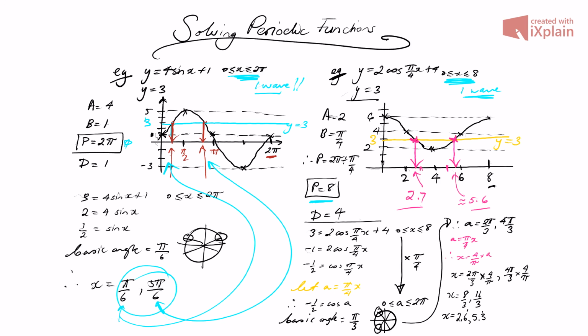Okay, guys, I'm going to do one more example of solving periodic functions where the solution is not going to come out as a perfect value. But this is the example of how you would do it if we're going to use nice values straight from the unit circle.